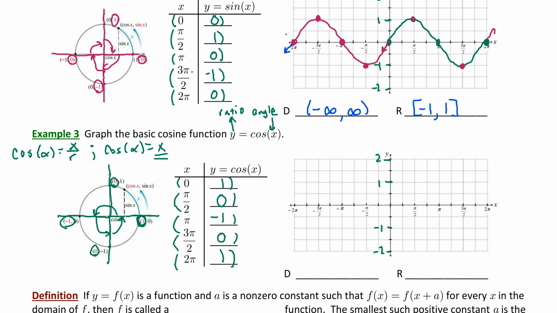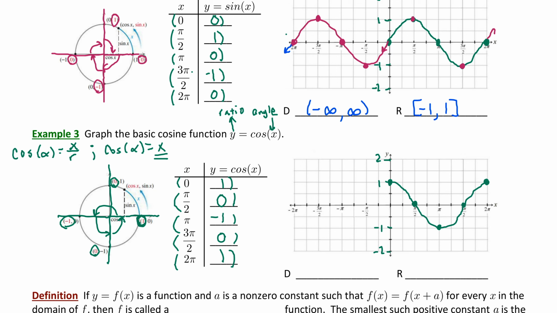So let's plot these points. The first ordered pair is (0, 1). Then we have (pi over 2, 0), (pi, -1), (3 pi over 2, 0), and (2 pi, 1). With these representative points, we can connect the dots for cosine, and instead of having a roller coaster shape like we did with sine, we get a bowl shape for cosine.